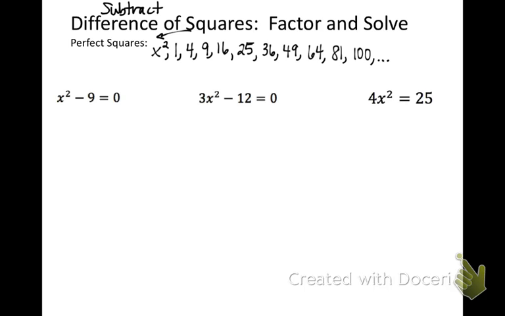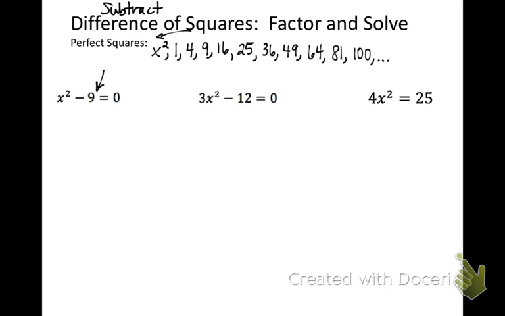Okay, with our first example, I have an x squared. I have a subtraction sign, and 9 is in that list of numbers that I just listed out. Notice that there's not an x with the 9. If there were an x there, I would have to just pull out a greatest common factor. I couldn't do a difference of squares.